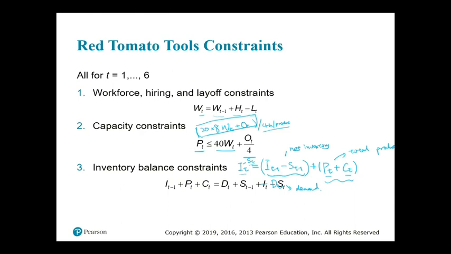Alternatively, we can write it as here. And then we have overtime limit constraints specified in the problem description. Right, so overtime should be less than 10 hours per worker. Therefore, total overtime should be less than or equal to 10 times the total number of workers.